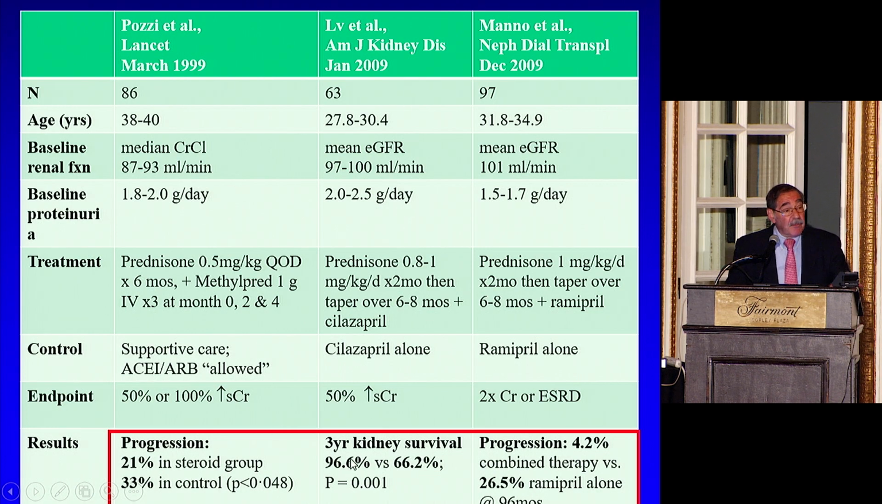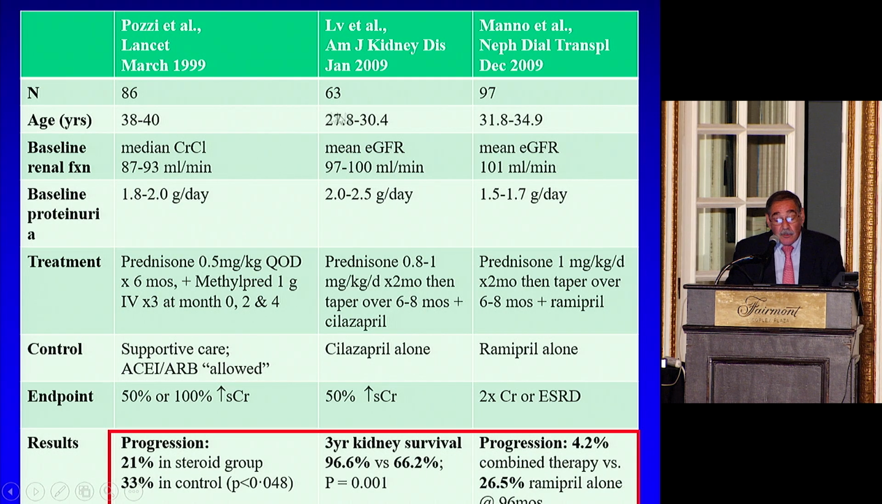In this Chinese study from Peking #1 hospital, good hospital, everybody got an ACE inhibitor. They all got cilazapril. 3-year kidney survival was 96% in the group that got the steroids for 6 months versus 66%. Now, of course, everybody complained, well, we don't have cilazapril in the United States. We don't even know what it is. It's an ACE inhibitor. So the Manno study was done, which used ramipril. The progression here was 4% of the combined group that got ACE inhibition and steroids versus 26% that got ramipril alone. And everybody got ramipril. So these are 3 pretty good studies that suggest this, and they're all controlled.